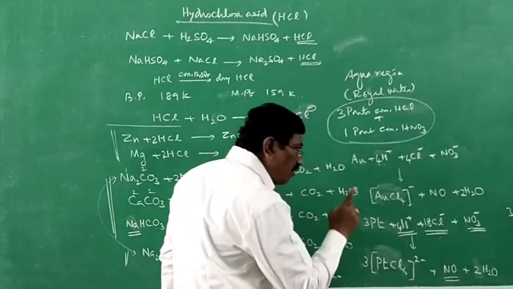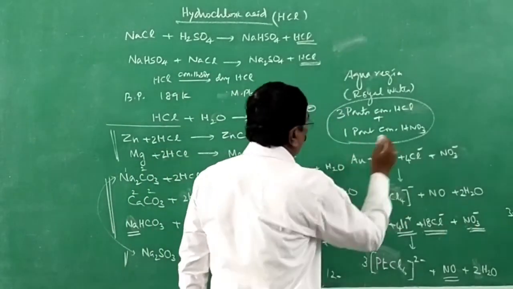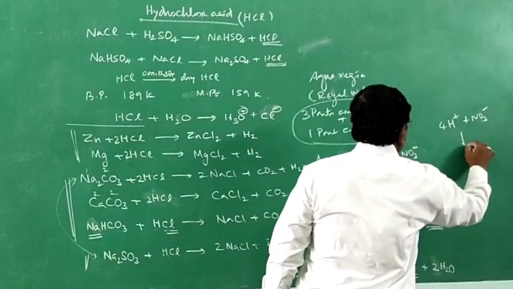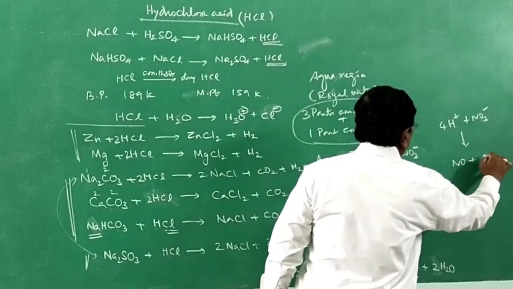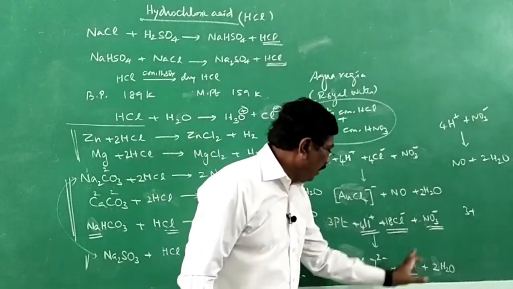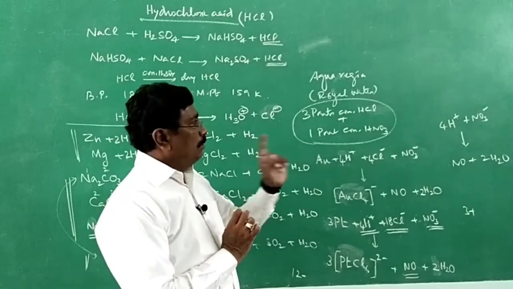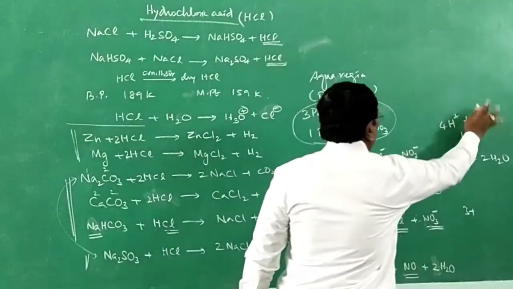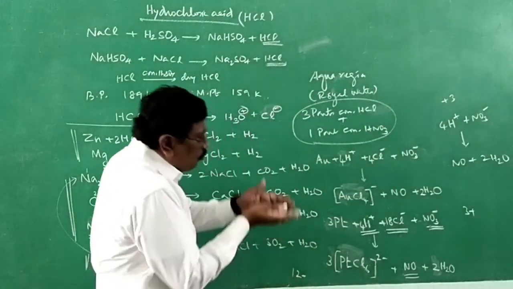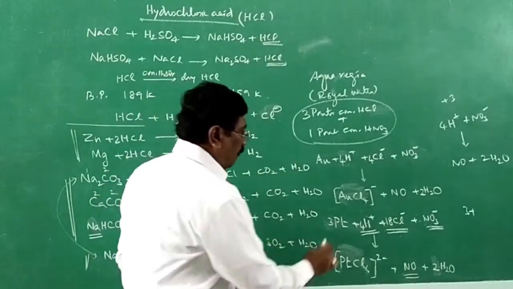Likewise, I need 12. That means I have to multiply the whole thing by 3, or rather 4. 4H plus and NO3 minus together will produce 1 NO and 2H2O. That's what we have seen. Balanced equation. Charges 4 plus 1 minus, therefore the difference is 3 plus. Now we have to compensate 12 plus on the reactant side. That means it has to be multiplied by 4. Therefore it is 12.